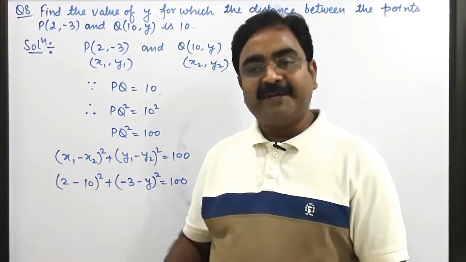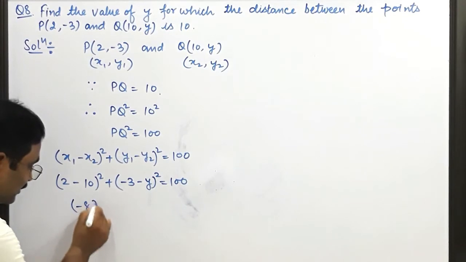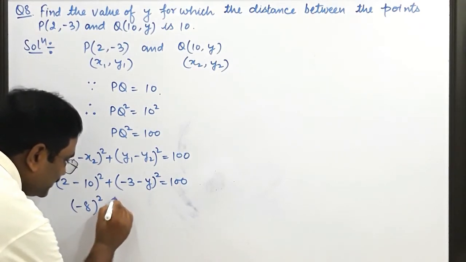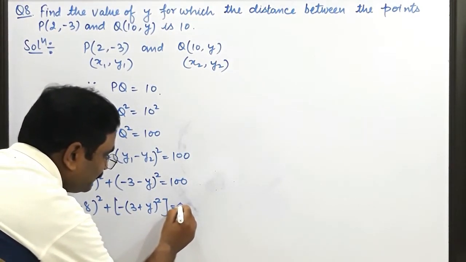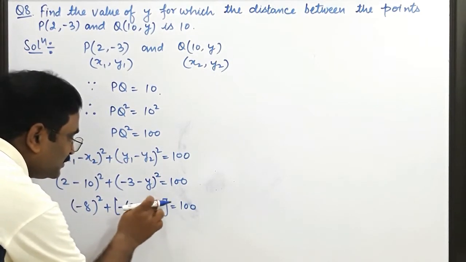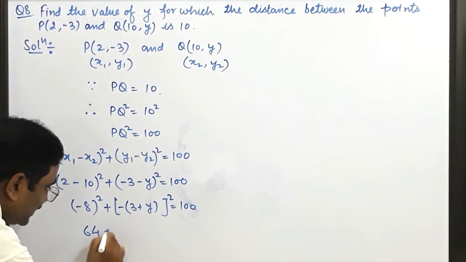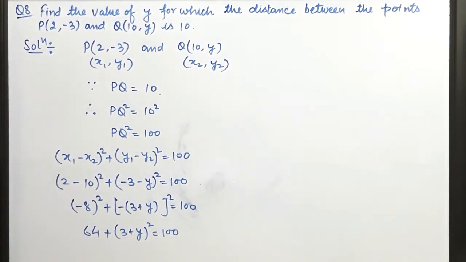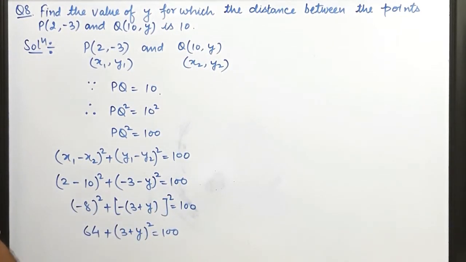Now we will expand this by whatever formula is required. 2 minus 10 which is equals to minus 8 whole square plus minus 3 minus y whole square, it can be written as minus common 3 plus y whole square equals to 100. Right children? So it is the square of this. Now this can be written as 64 plus 3 plus y whole square equals to 100. Now what question arises? This minus becomes plus because of this square. Now we will open this bracket with the help of a plus b whole square.